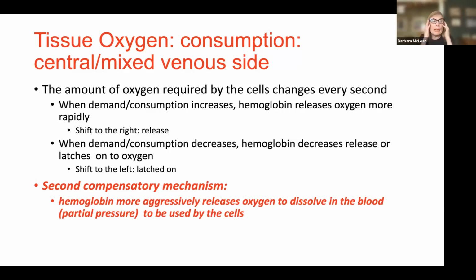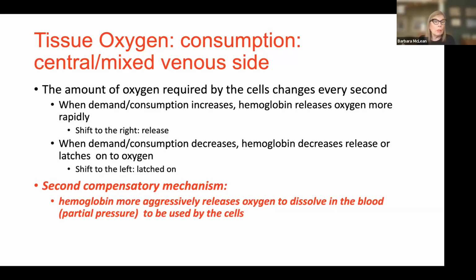So all we're thinking about is, are our cells using oxygen? We'll shift to the right. Are our cells not using oxygen? We'll shift to the left. So that's really important. Cells using oxygen, shift to the right. Cells not using oxygen doesn't necessarily mean they don't need it, but cells not using oxygen, shift to the left. That's what we talk about with oxyhemoglobin dissociation.